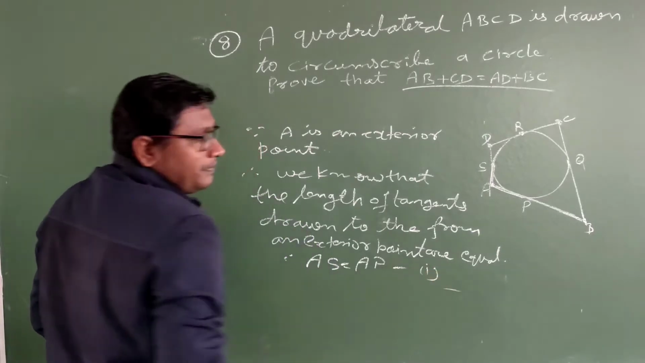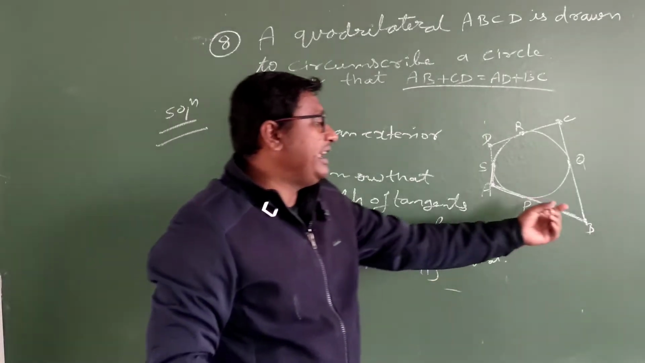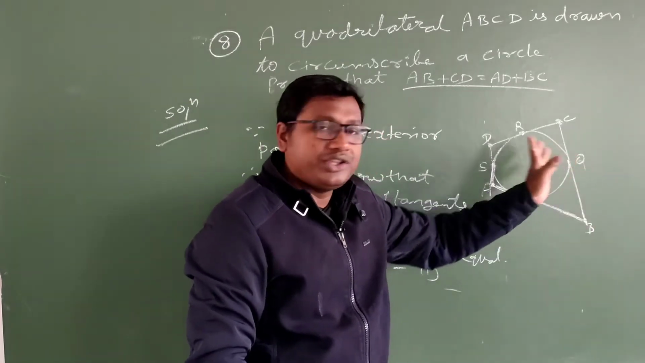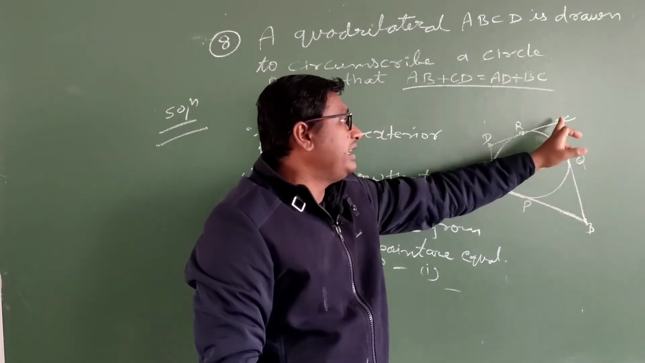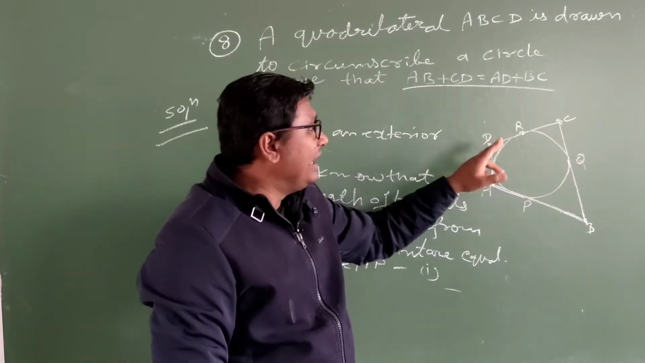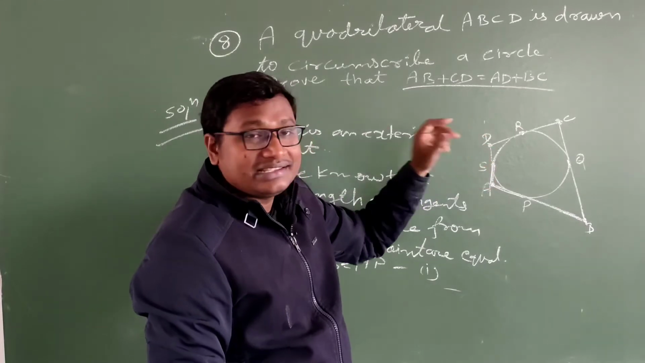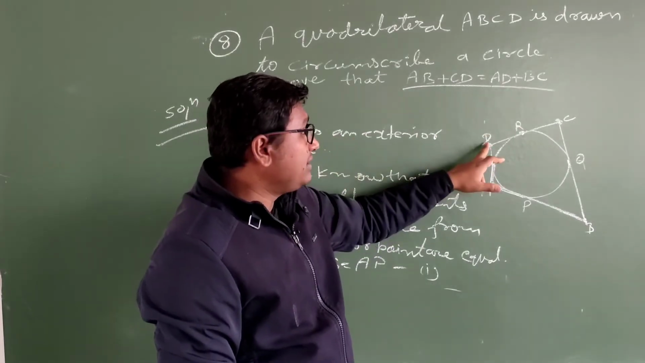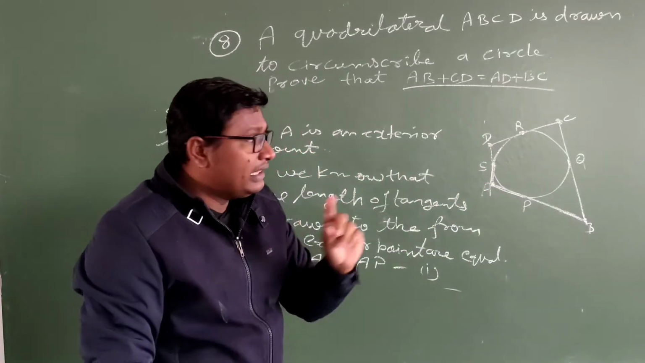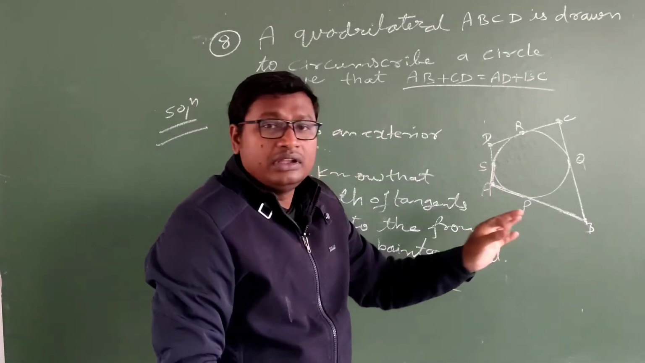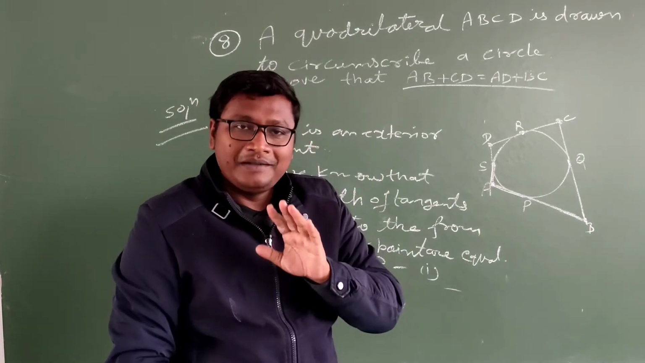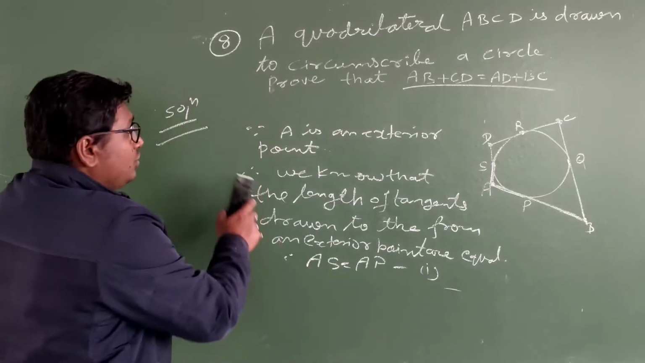Equation first. In the same way, if we take B as an exterior point, then BP will be equal to BQ. Same way, if we take C as an exterior point, then CR will be equal to CQ. Again, if this vertex is taken as an exterior point, then DR will be equal to DS. Because I have told you earlier, these 4 vertices of the quadrilateral will be taken as 4 exterior points of the circle.